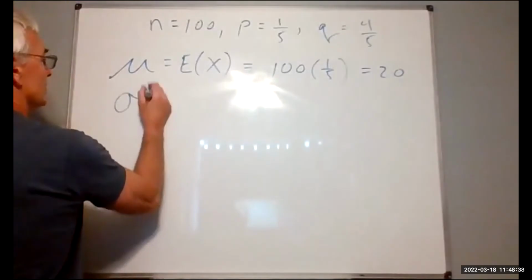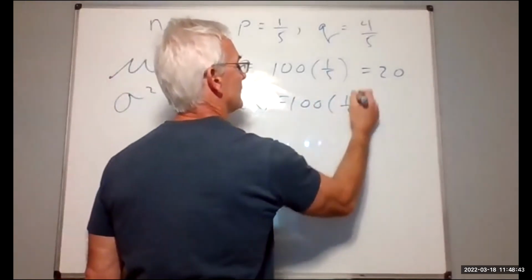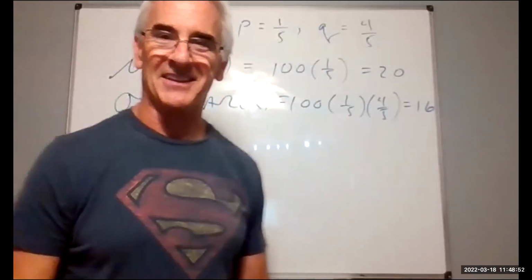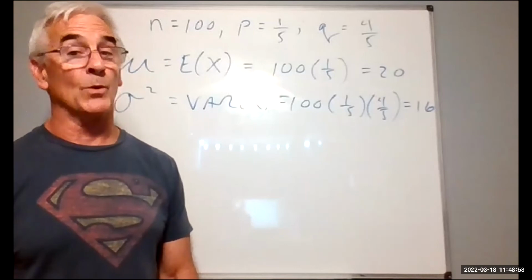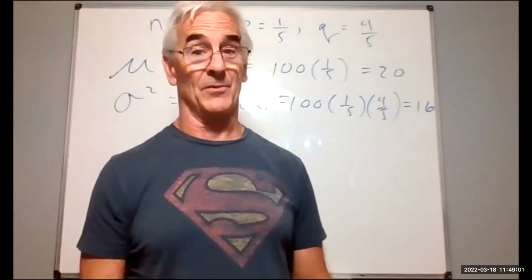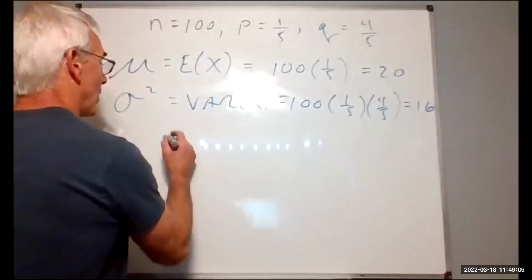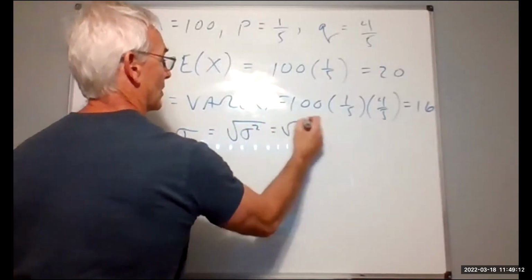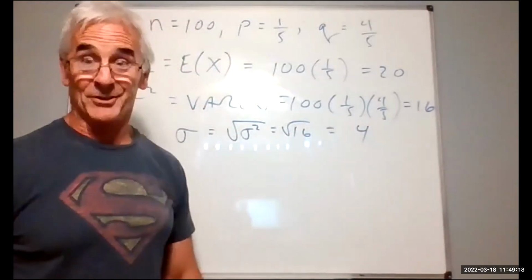What is the variance, which is sigma squared? 100 times 1/5 times 4/5. And what does that come out to be? 16. Exactly 16. Ooh, that's a nice number. You know why I like 16? Because it's a perfect square. And what number are we going to actually use for a range rule of thumb? We're going to use its square root. So what is sigma in this case? Well, it's the square root of sigma squared, or the square root of 16, which is simply 4. Do you like that? Yeah, you should like that.